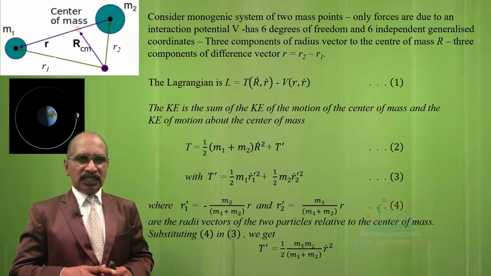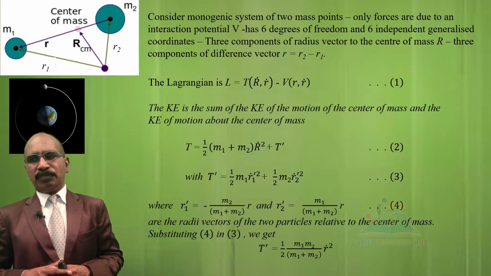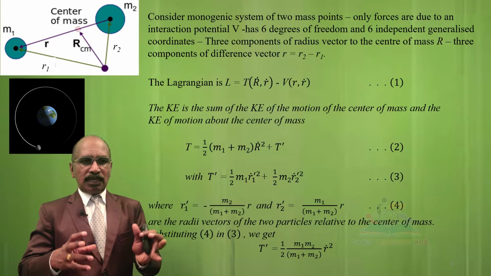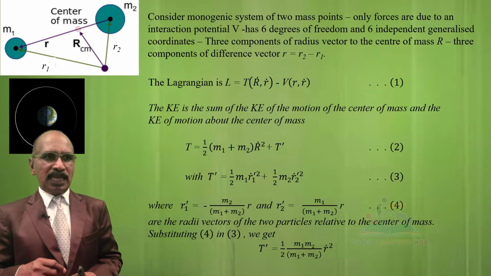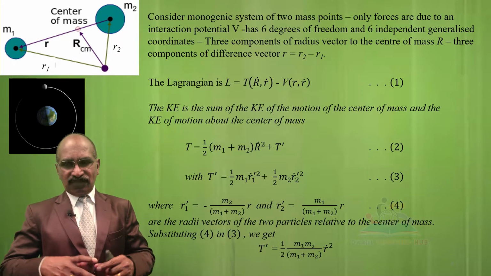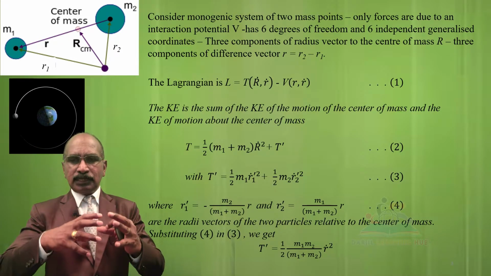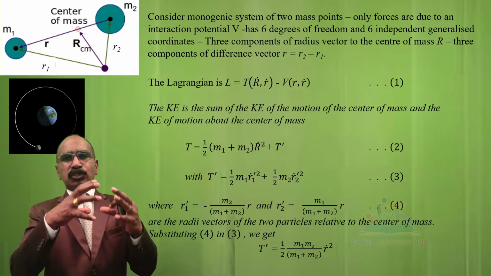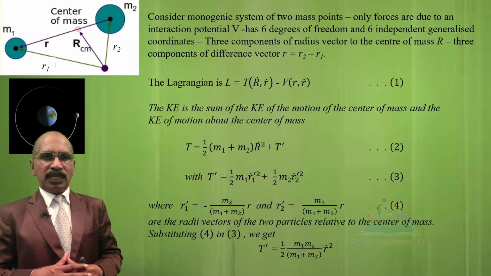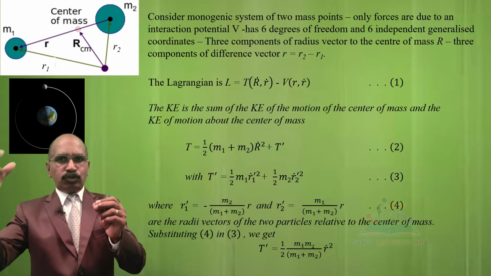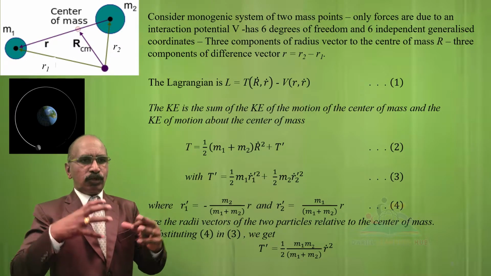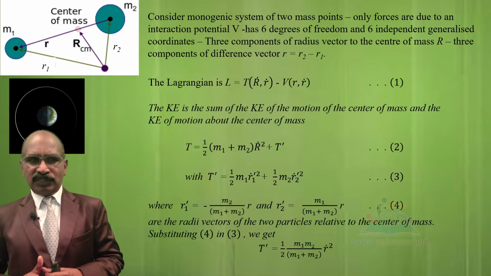Now, if you take the first term alone, the kinetic energy term, the kinetic energy is due to the sum of the motion of the center of mass, and the kinetic energy of motion about the center of mass. Therefore, two kinetic energies have to be added. One, the center of mass itself is in motion, and because of that you have a kinetic energy, and with respect to the center of mass the two bodies are in motion, and that kinetic energy has to be added. Therefore, the total kinetic energy is given by equation number 2.